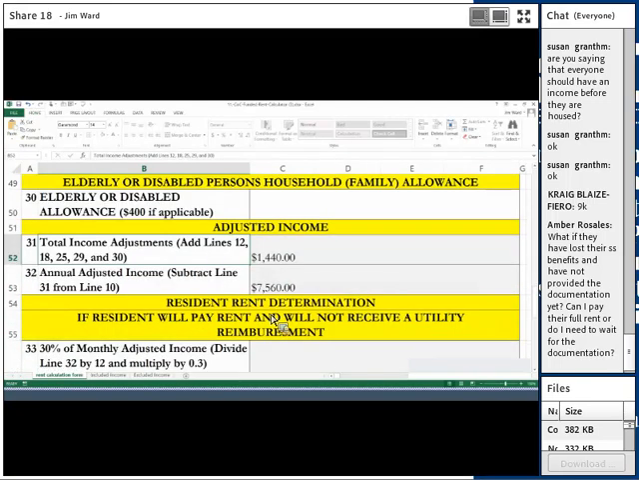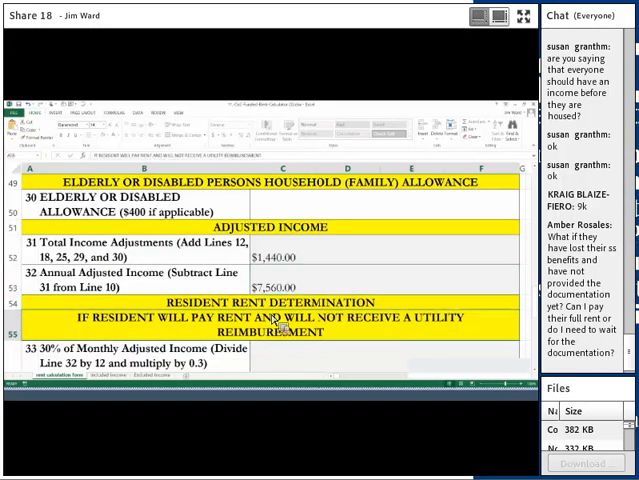Right, so then it adjusts my income based on those expenses, right? Like the child care expenses, or dependent allowance, I had that $1,440. So the basis for my rent determination is going to be the $7,560. So here's where we get into the meat and potatoes of the calculator, right?